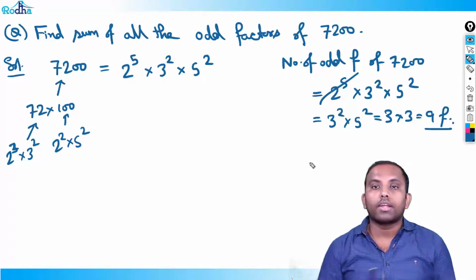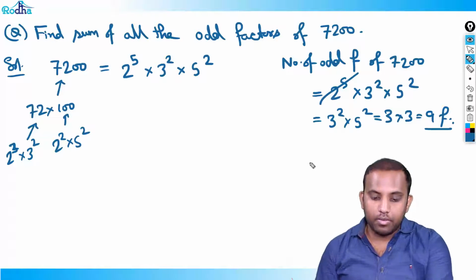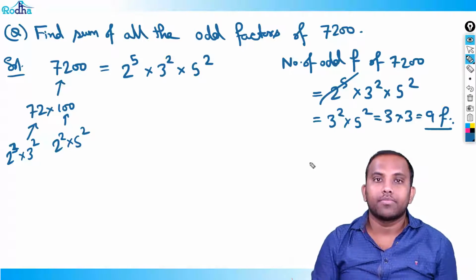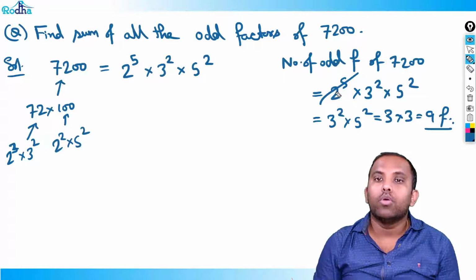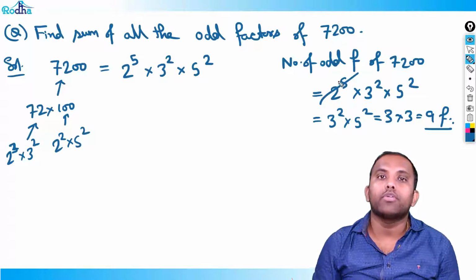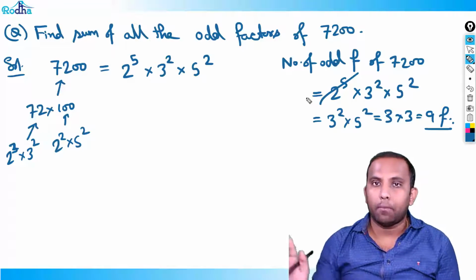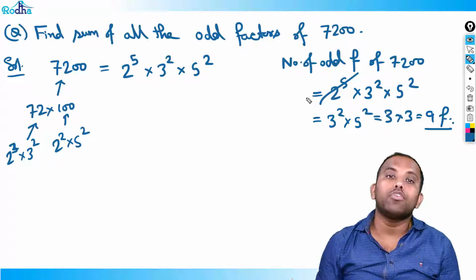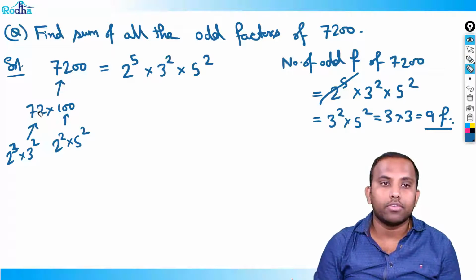So that is the number of odd factors of 7200. While finding the number of odd factors, this 2 raised to 5 won't make any impact, right? Because in this bracket only 2 raised to 0 will be left, which is 1, and 1 multiplied with any number will not make any impact. But in the summation of the odd factors, that 1 will make an impact. So let me first write this down.